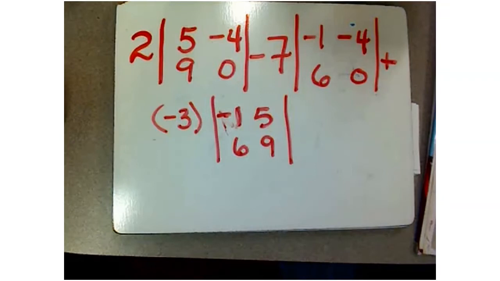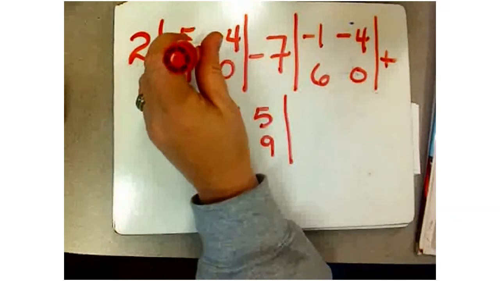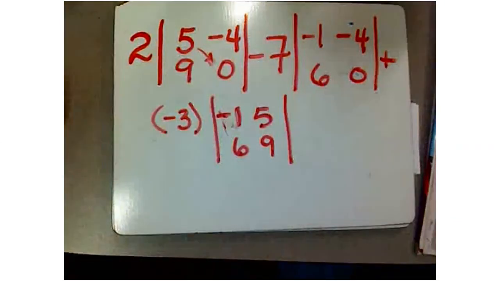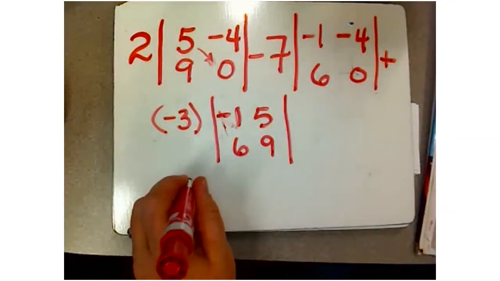Do the determinant first. What is the determinant of 5, -4, 9, 0? What is 5 times 0? Nothing. Minus -4 times 9. That's 36. Not -36. 36, because it's 0 minus a -36. See where it'll throw you off if you're not careful? All right, so we have 2 times 36. What does that equal?